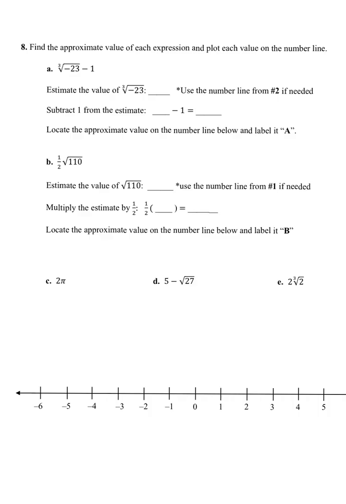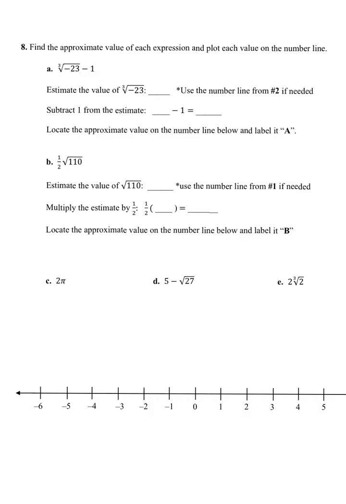Okay, for number 8. Number 8 says, find the approximate value of each expression and plot each value on the number line. So when we're doing these types of problems, when we're dealing with the square roots and cube roots, you have to keep in mind the order of operations. The Please Excuse My Dear Aunt Sally bit, right?